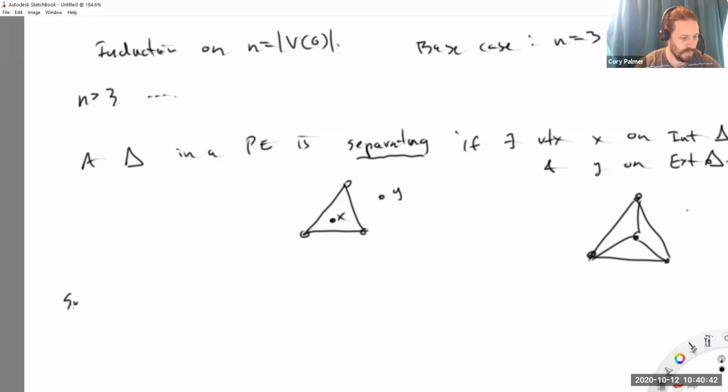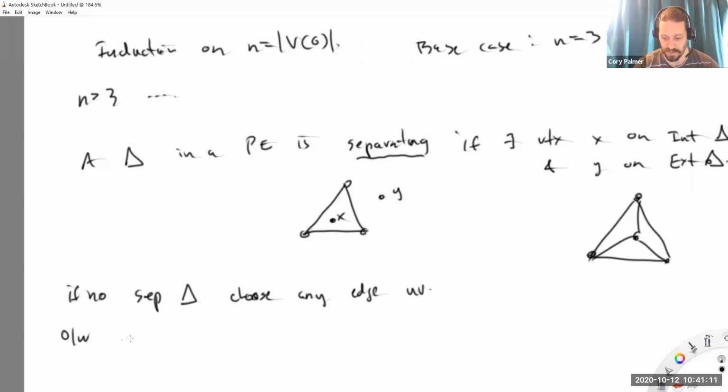Now we need to choose an edge of the graph, and we're going to contract that edge and apply induction. So I need to pick an edge, and there's 2 cases. If there's no separating triangle, we can just grab any old edge. If there is a separating triangle, we have to be a little more delicate, okay? So if no separating triangle, choose any edge UV. Otherwise, if there is a separating triangle, choose edge UV such that U is on the interior.